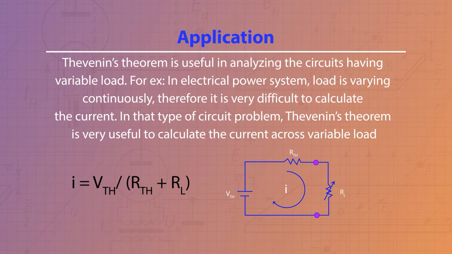As you can see in the circuit, the load resistance is a variable. So as the load is changing again and again, you have to calculate the load current. So what will you do? You have to apply again and again either mesh analysis or nodal analysis. That means it will be very complicated. But when you apply the Thevenin theorem, you just have to find out the Thevenin voltage and Thevenin resistance, and these two quantities will be fixed.